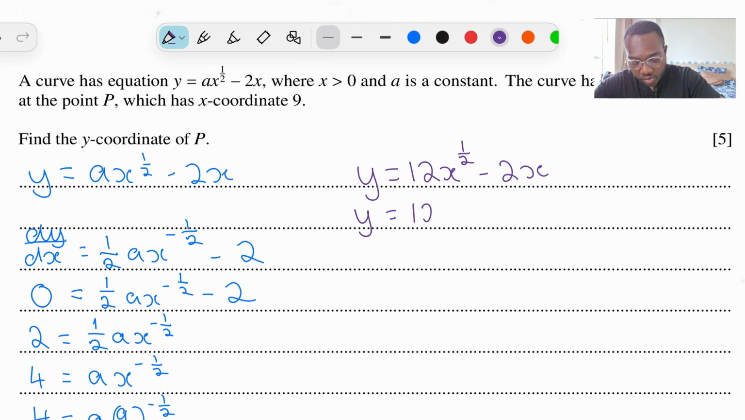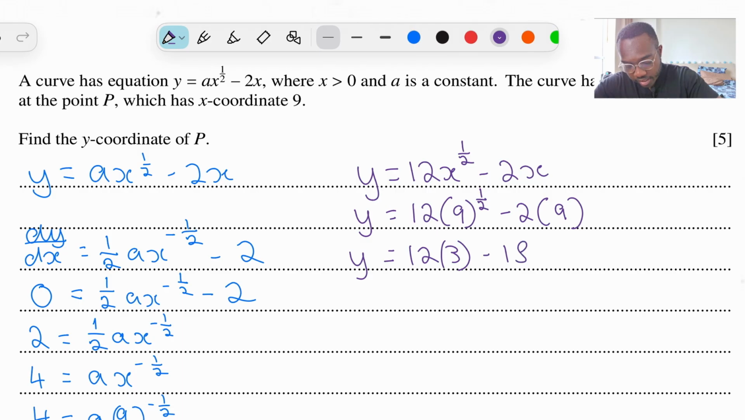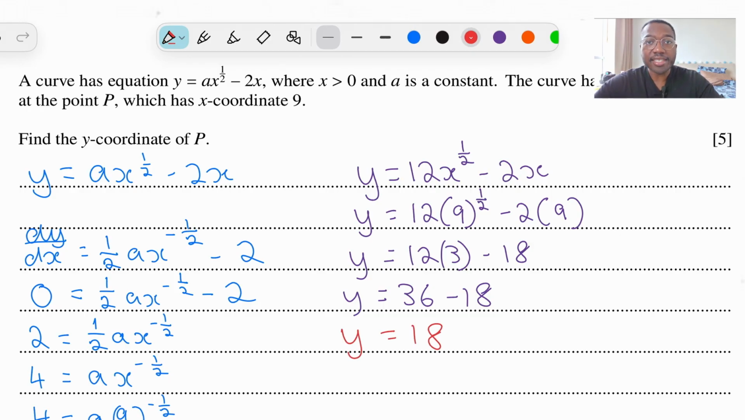So now we get 12 times 9 to the power of a half minus 2 times 9, which gives me y is equal to 12 times the square root of 9, which is 3, so 12 times 3 minus 2 times 9, which is 18, which gives me 36 minus 18. Therefore, we know that y is 18, so the y coordinate of P is 18.